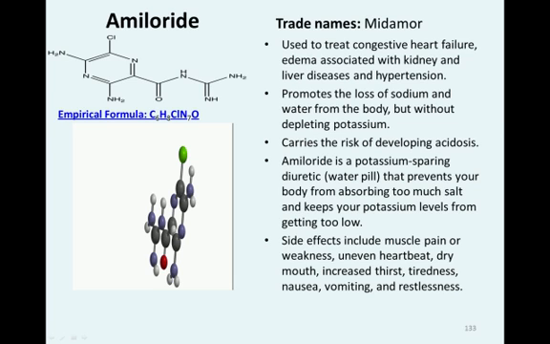Amiloride is a potassium-sparing diuretic that prevents your body from absorbing too much salt and keeps your potassium levels from getting too low. The structure of amiloride contains several functional groups such as halides, nitrogen-containing groups, and carbonyls. The structure has one cyclic ring and exhibits polarity on several different parts of the structure.